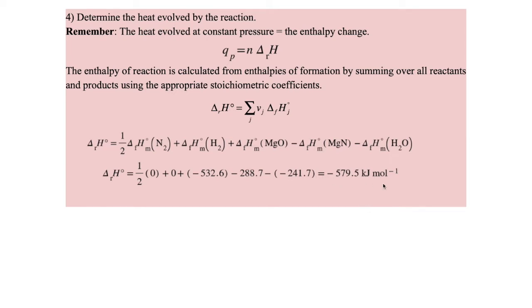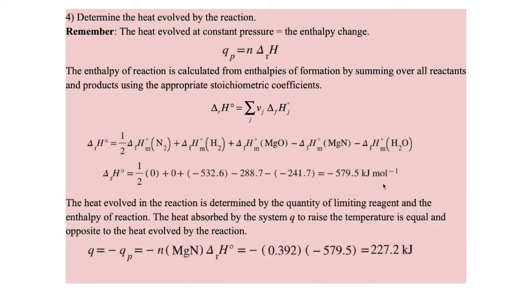is highly exothermic. If we now multiply by the number of moles that reacted, which was equal to the number of moles of the limiting reagent, magnesium nitride, then we determined that 227.2 kilojoules were released during the reaction, and of course the heat that's absorbed by the system is equal and opposite to the heat that was evolved from the reaction.